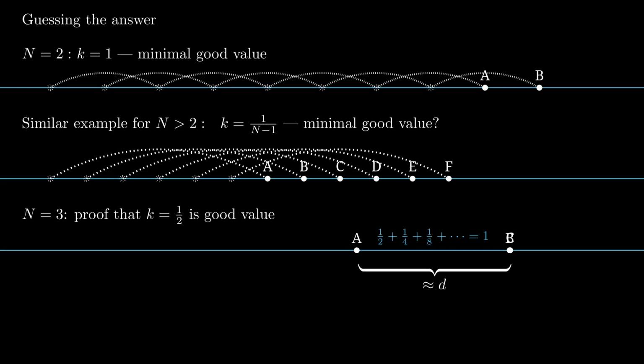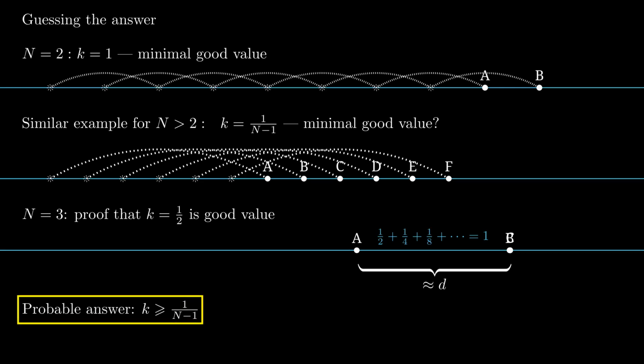You can carry out some more experiments, and all of them will hint you that the answer is k greater or equal than 1 divided by n minus 1. However, this is only a guess. Currently it is absolutely unclear how to prove it.